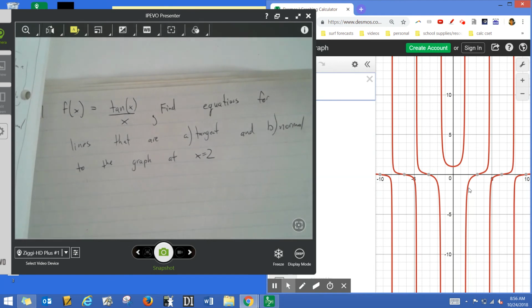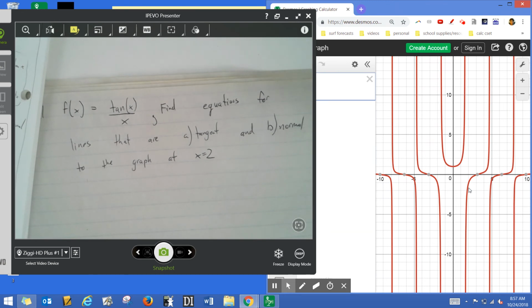So at x equals 2, for this graph here, we're going to find the equation for this. So tangent, what does that mean? What does tangent mean? If you're tangent to this curve, what does that mean? It's a line. All right, go ahead, Stephanie. It's a line that has the same slope as that point is.